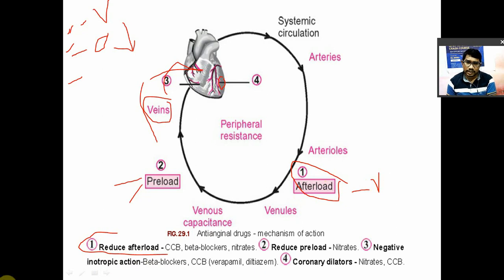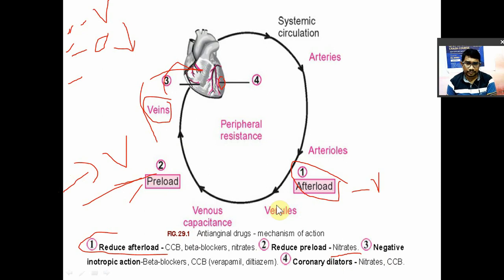Then second category आता है, which is the drugs that will reduce the preload. Which kind of drug will reduce the preload? So nitrates. Preload कहाँ से आता है? सब vein से आ रहा है. So those drugs which dilate the vein are known as venodilators and they will decrease the preload. Venodilators will decrease the preload. Arteriolar dilators will decrease the afterload.